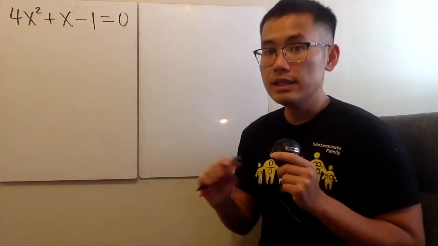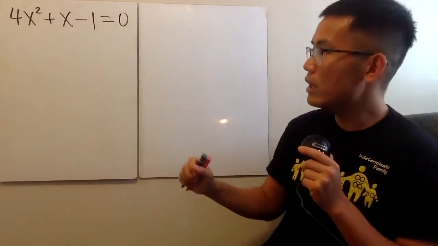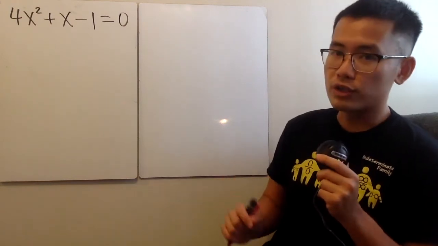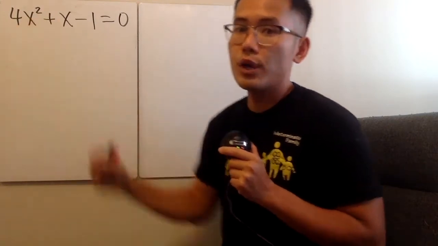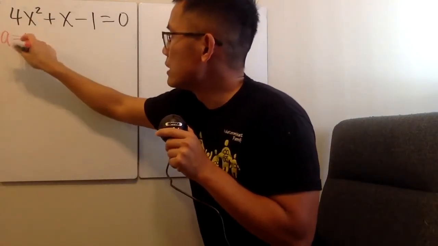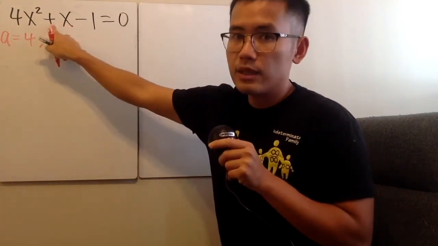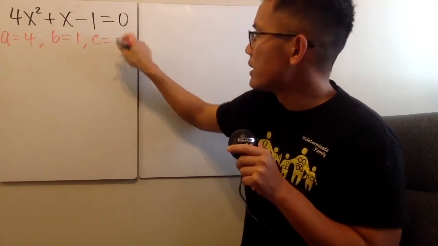And in this case, this is actually not factorable. So you have to either complete the square or use the quadratic formula. It's actually easier to use the quadratic formula in this case because we do have a number 4 in front of the x squared, right? So let me remind you guys, let's write down the a value, which is 4, and the b value is the coefficient of x, which is positive 1. And then the c value is negative 1.